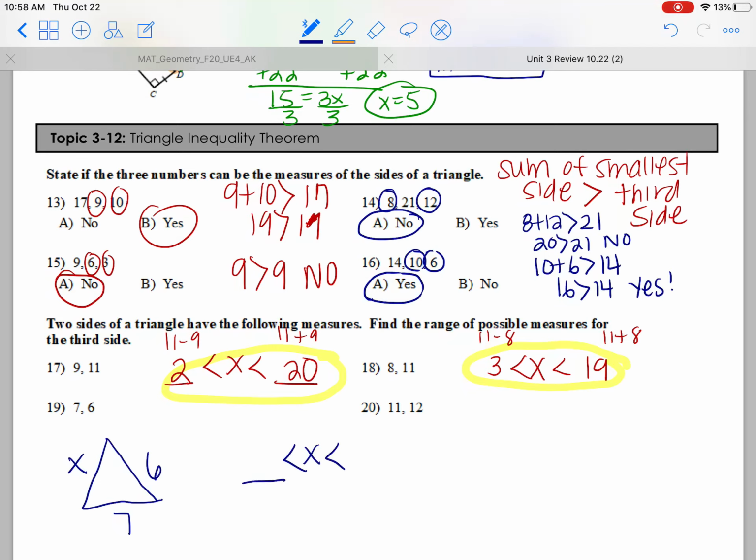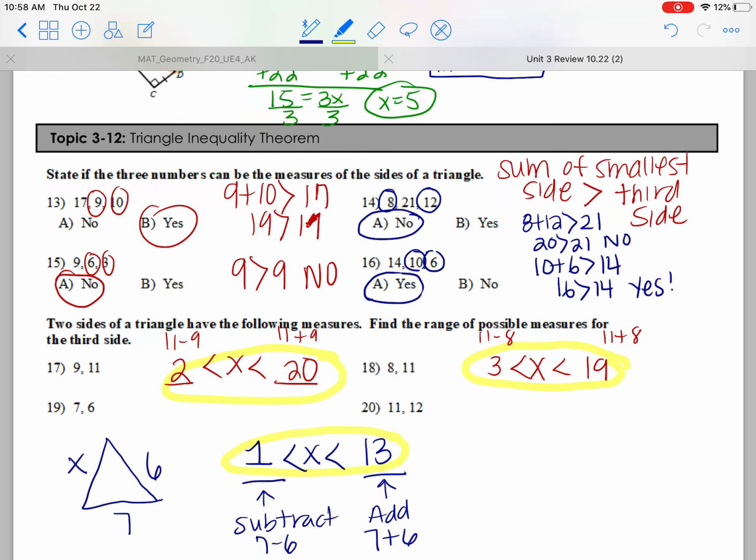And I told you, to find the lower limit, you have to subtract the 2 given sides. So 7 minus 6, that's going to give me 1. To find the upper limit, we have to add the 2 given sides. So 7 plus 6, and that's going to give me 13. So that compound inequality will be the possible values for your third side.